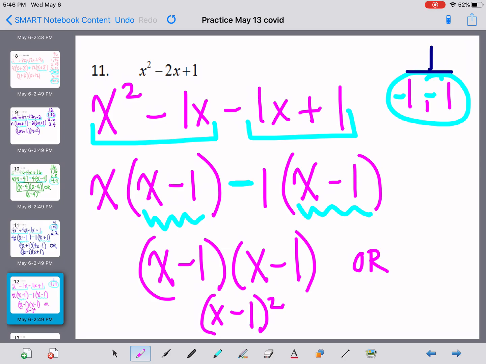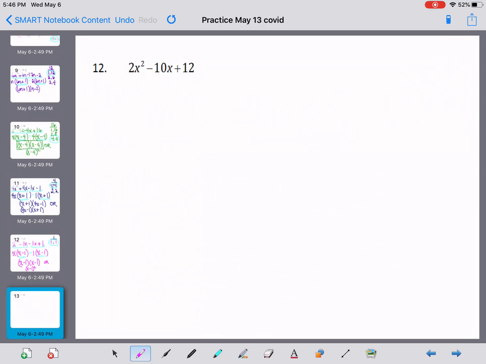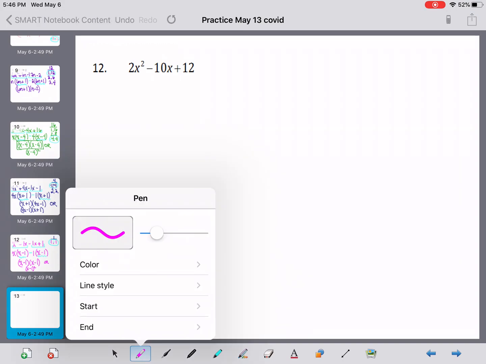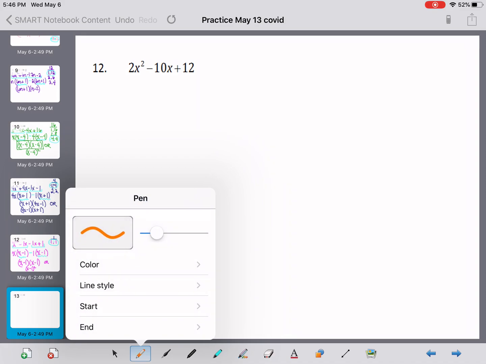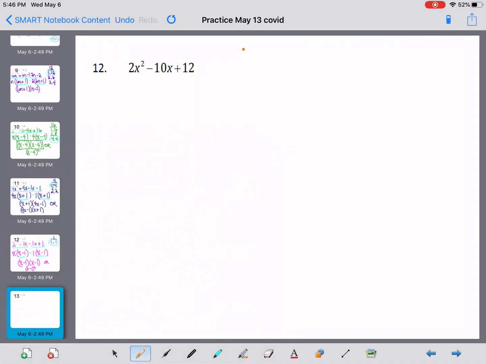And to finish, one last time, don't forget all of the other factoring techniques that we've learned, because in this particular problem here, what we need to notice is that there's a GCF. There's a greatest common factor. We're going to take out that greatest common factor, which happens to be 2 in this particular problem. When we factor that out, 2x squared divided by 2 is x squared. 10x divided by 2 is 5x. And 12 divided by 2 is 6.